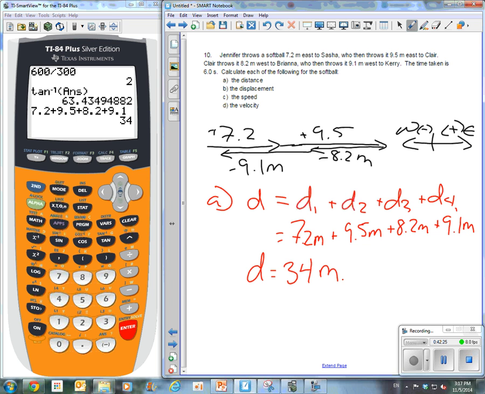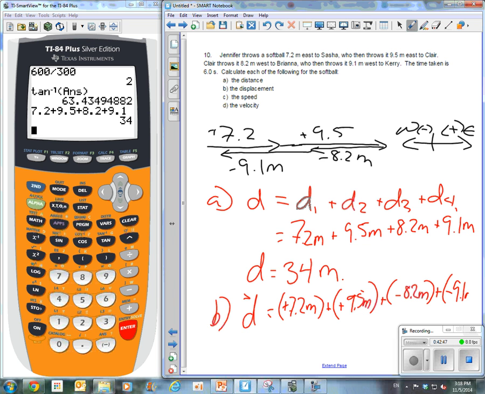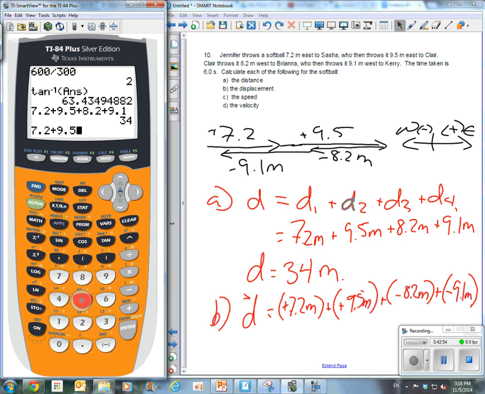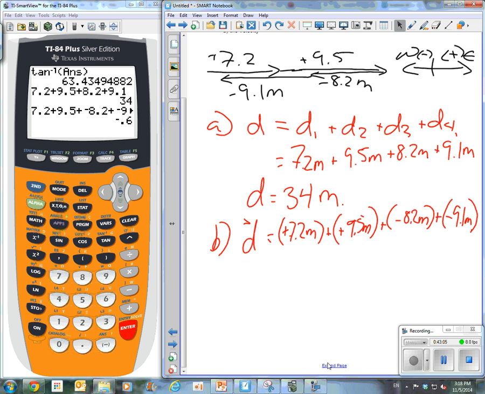Okay. Now, B asks me for the displacement. So now the direction counts. So we're going to do positive 7.2 meters plus a positive 9.5 meters plus a negative 8.2 meters plus another negative 9.1 meters. So here I've got 7.2 plus 9.5 plus negative 8.2 plus negative 9.1. And I get a value of negative 0.6. Well, we said that negative equals west, so this becomes 0.6 meters west.